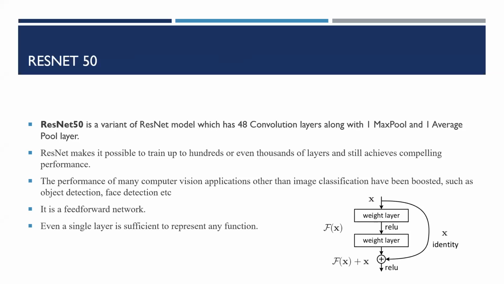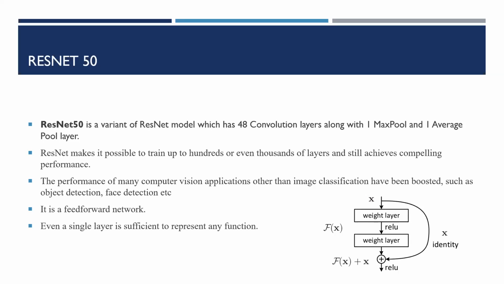ResNet makes it possible to train up to hundreds or even thousands of layers and still achieve compelling performance. The performance of many computer vision applications other than image classification has been boosted, such as object detection, face detection, and even handwriting detection. And it is actually a feed-forward network. As we can see, there is a jump or a skip in the flow diagram on the right side. Let us see what exactly that is.